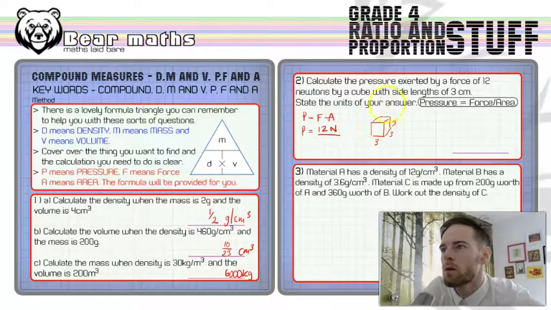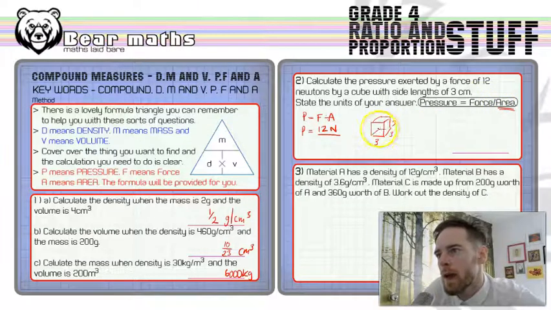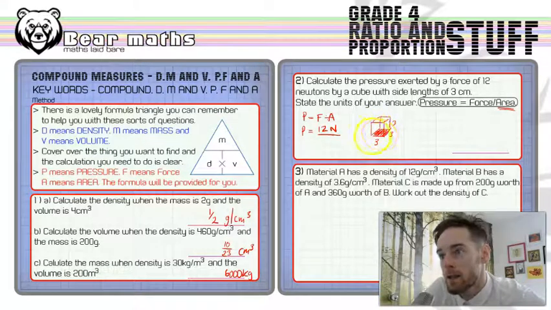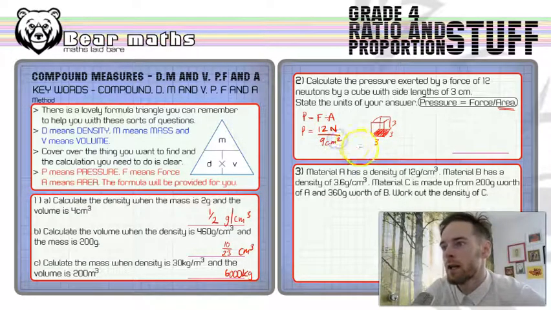Okay, now what we're talking about is the area that we need here. We need the area to do the calculation. So if that base of that cube, that I'm just shading in there, was exerting that pressure of 12 newtons, then it's the area that we need. And 3 times 3 is the calculation that we would do to get the area of that square. So that is 9 centimeters squared. And that was the tricky bit in that question, I think.